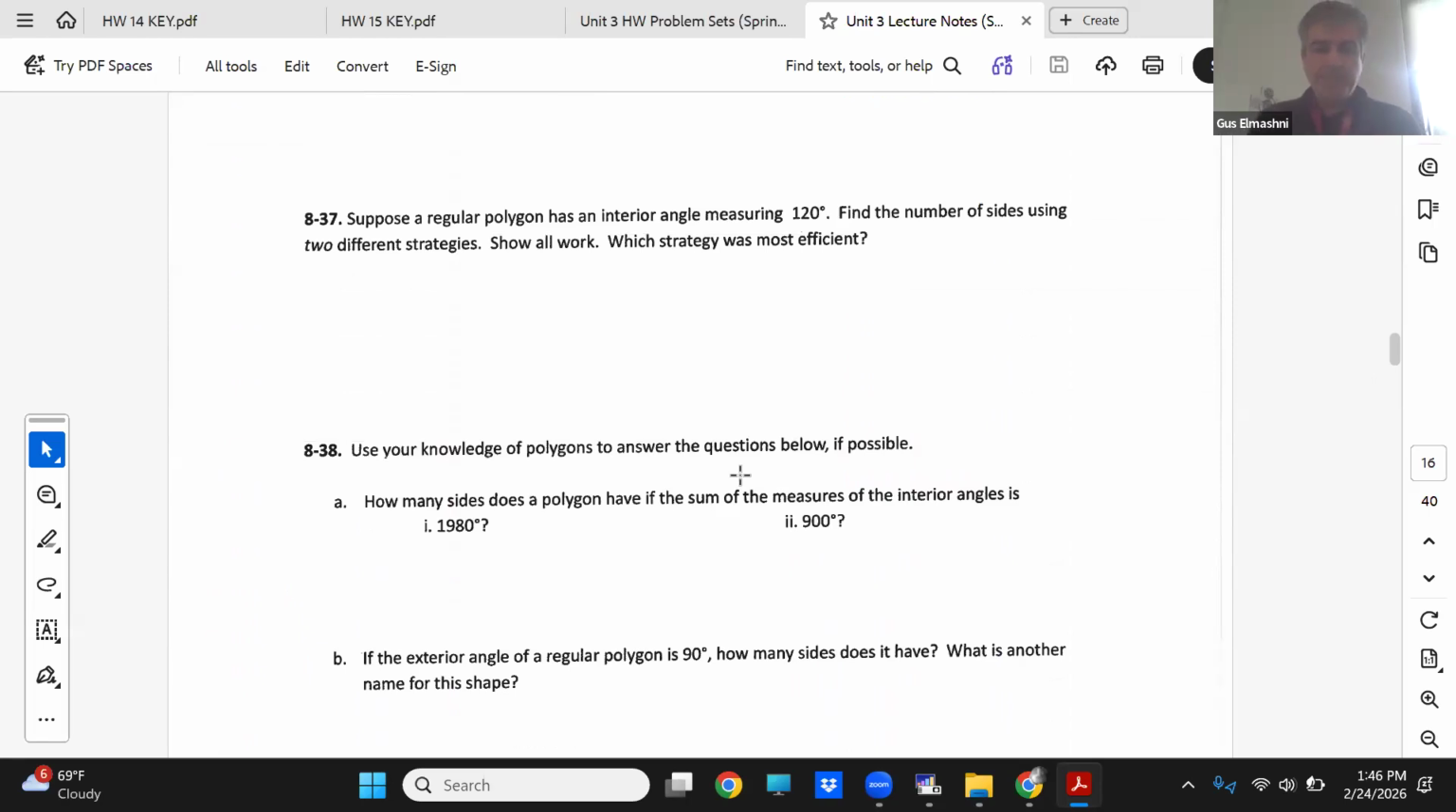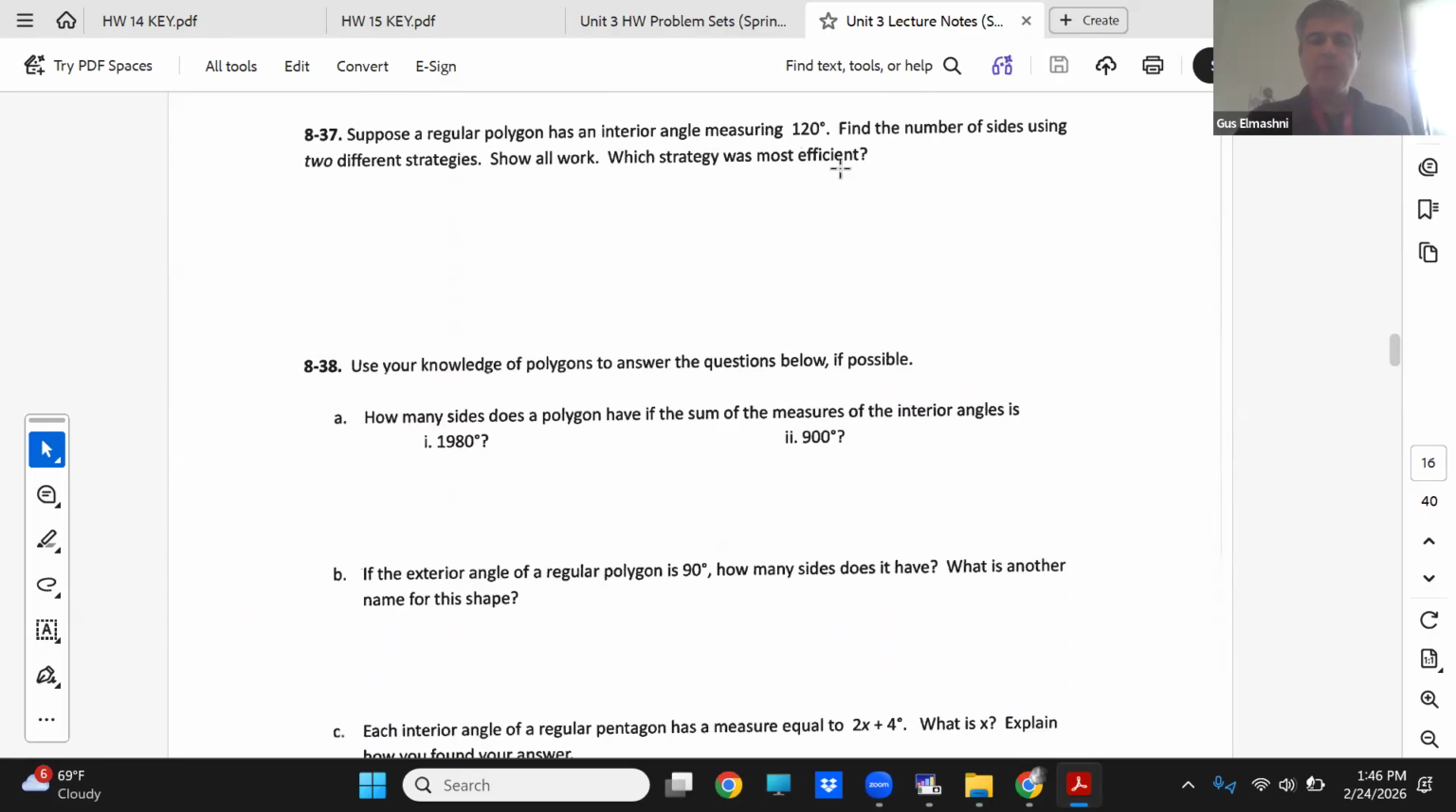All right, so 837. Suppose a regular polygon has an interior angle measuring 120 degrees. Find the number of sides using two different strategies. Show all your work. Here are the two strategies you can use, and this was actually part of the homework. You could find the exterior angle. What's the exterior angle going to be? You've got to do 180 minus 120, which is 60. Then you do 360 divided by 60, which would be 6 sides.